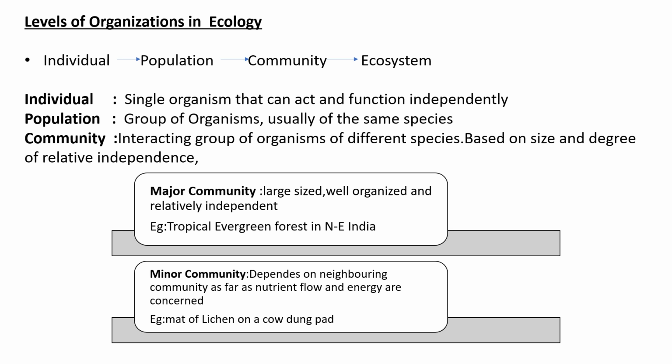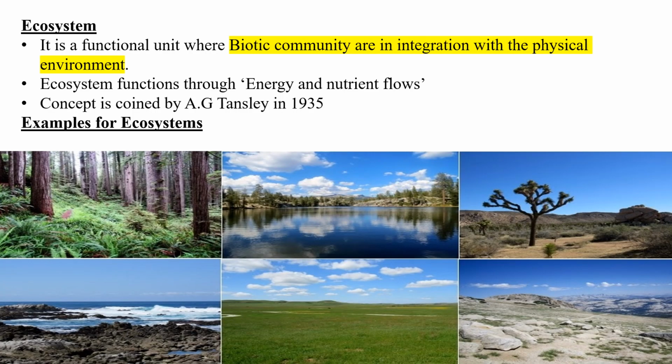Next is the term called ecosystem. An ecosystem is a biotic community that exists in integration with its physical environment. This integration of the biotic community or organisms with its physical environment is made possible by two mechanisms: the energy flow and nutrient flow.